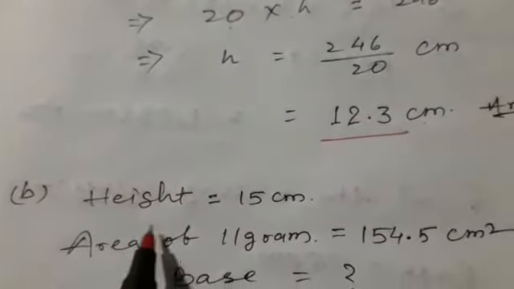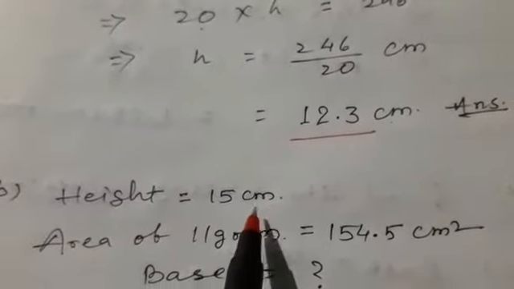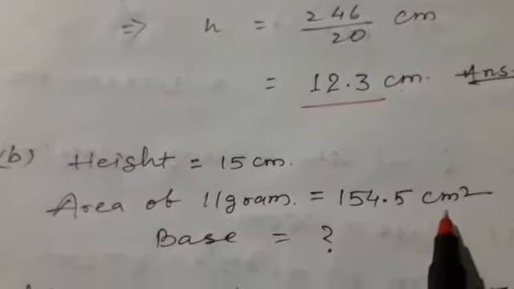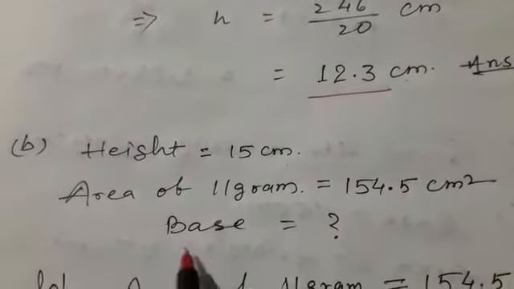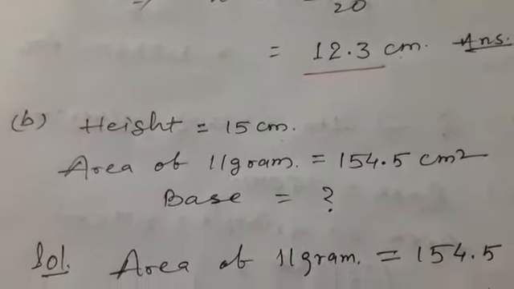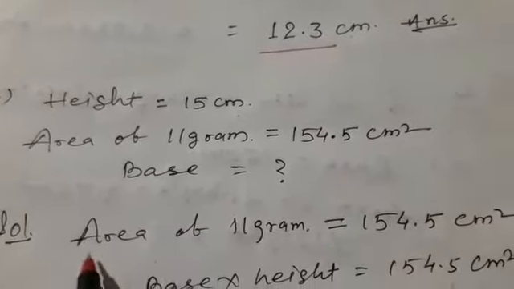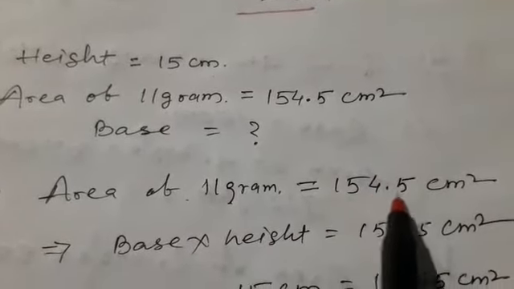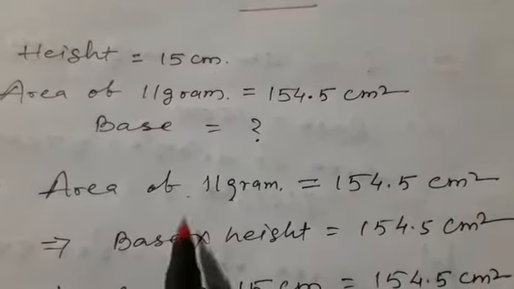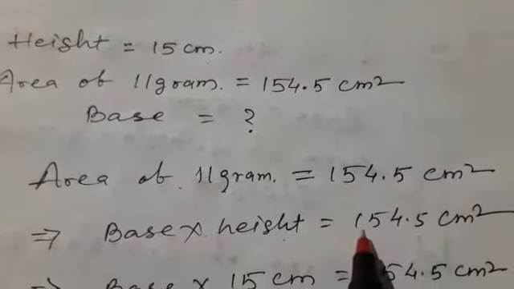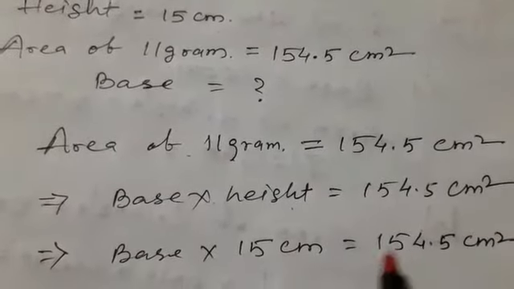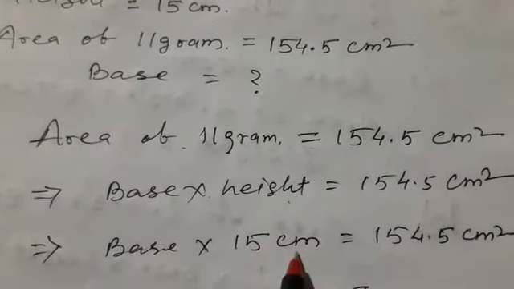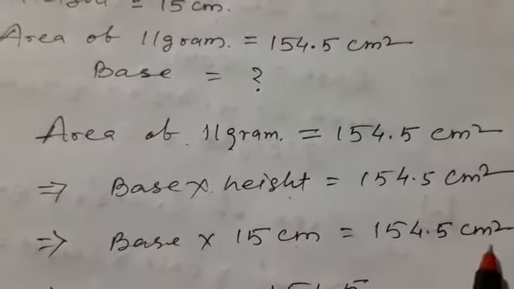Second is height is equal to 15 centimeter. Area of parallelogram is equal to 154.5 centimeter square. Both are given. We need to find base of this parallelogram. Now we use formula. Area of parallelogram is equal to 154.5 centimeter square. It is given. Put the formula: base into height is equal to 154.5 centimeter square. Base multiplied by value of height 15 centimeter is equal to 154.5 centimeter square.